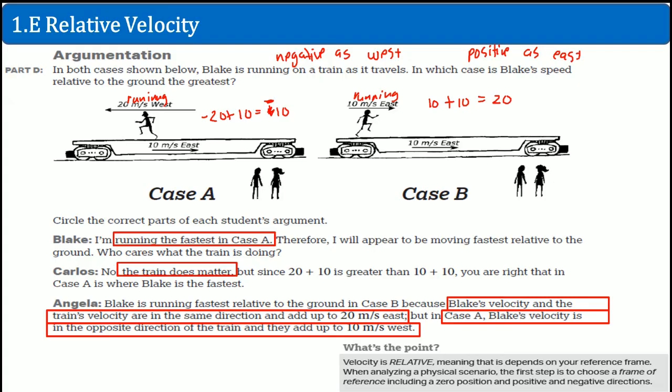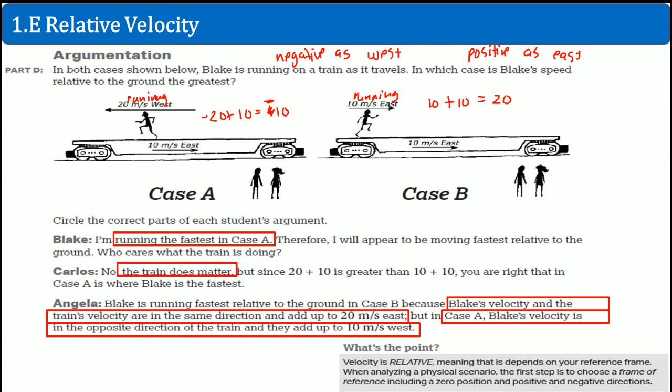Okay, it depends on where your reference frame is. From the point of view, in short, let me collapse this into a very simple idea. If you are in the point of view of Blake, that is what I mean by reference frame. From the point of view of Blake, you are running fastest in part A because you are running 20 miles per hour. Okay?